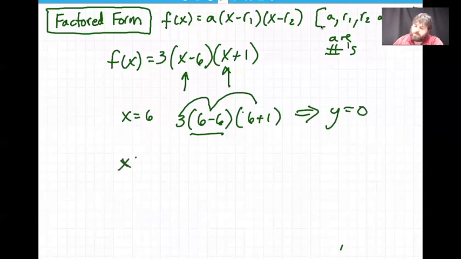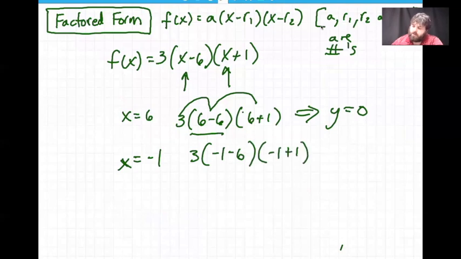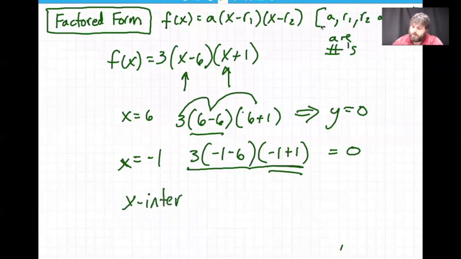What is the other x number that I could pick to make a 0 happen? You see how negative 1 would work? Because I'd have 3 times negative 1 minus 6 times negative 1 plus 1. This is 0. So 3 times negative 7 times 0 is going to be 0. So the easiest numbers to plug in are what make the function equal to 0. We call these our x-intercepts.